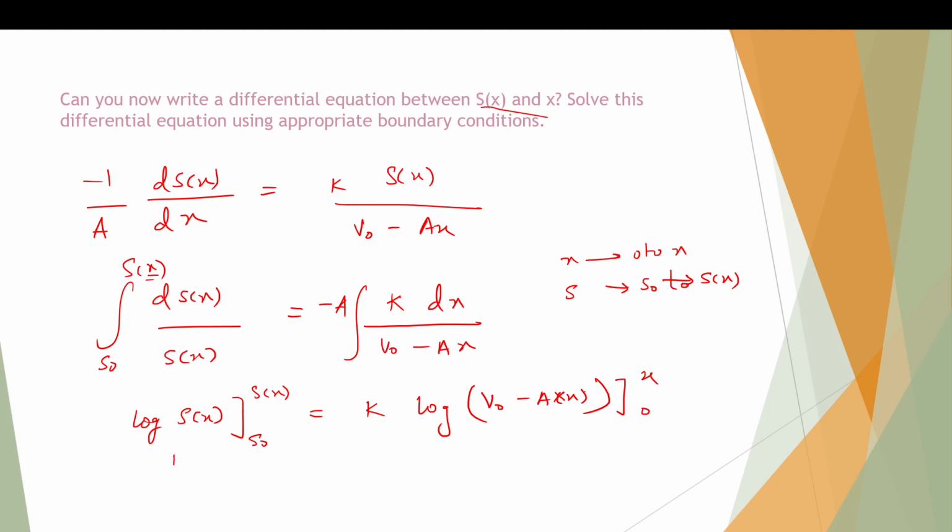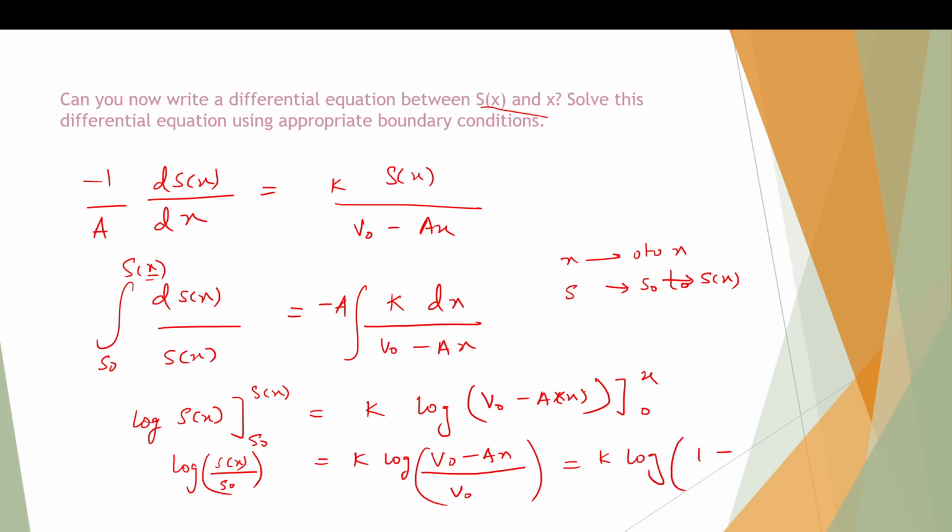So then this becomes nothing but log of s of x minus log of s naught, that I can just write as log of s of x by s naught, is equal to k log v naught minus ax by v naught. So this I can simplify by writing k log 1 minus ax by v naught. And what is v naught? v naught is nothing but a times l. So a cancels. So 1 minus x by l.